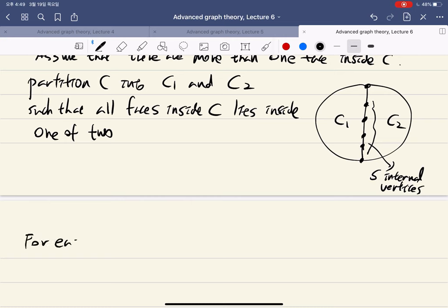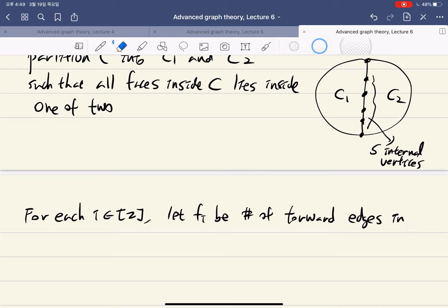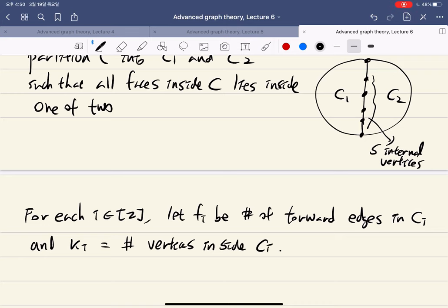For each i, either 1 or 2, let f_i be the number of forward clockwise edges in C_i, and say K_i be the number of vertices inside C_i.